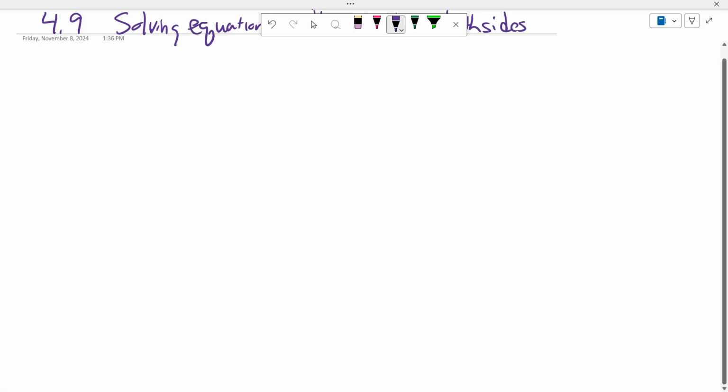Okay, solving equations with variables on both sides. If we have 4x plus 2 equals 2x plus 12.